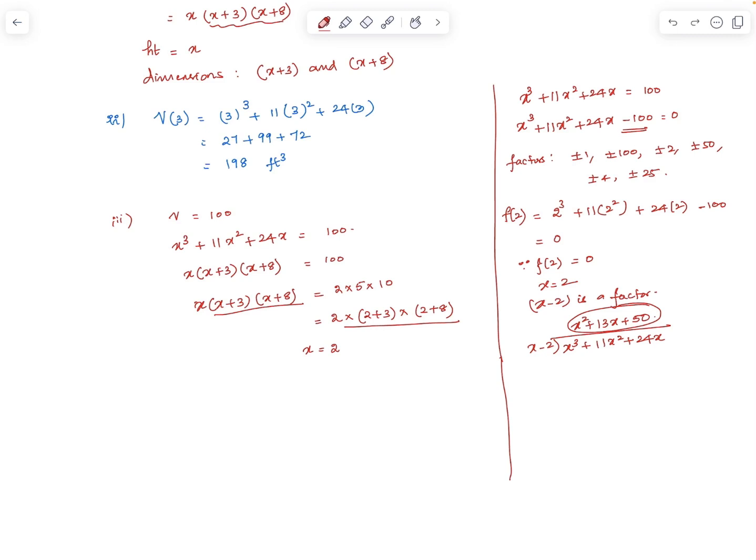Before we factorize this expression, let us analyze the nature of the roots using this b square minus 4ac, which is 13 square minus 4 times 1 into 50. We'll get a negative number here, which means that there are no real roots, which means we will get two complex numbers as the other two solutions, which we cannot take because x represents height. So here also x can be taken as 2 only.